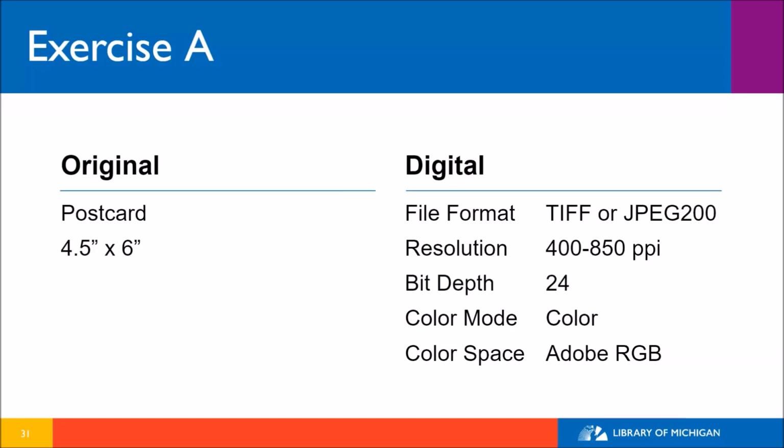This is what we kind of recommended. So either TIFF or JPEG 2000. So Lisa's doing TIFF, Heidi's doing TIFF. Makes sense, uncompressed TIFF. Kind of a range here depending on the detail in the postcard. So both of you are looking for 600. That looks good. I had between 400 and 850, really depending. Bit depth of 24. Color mode of color, and either the Adobe RGB or the ProPhoto.